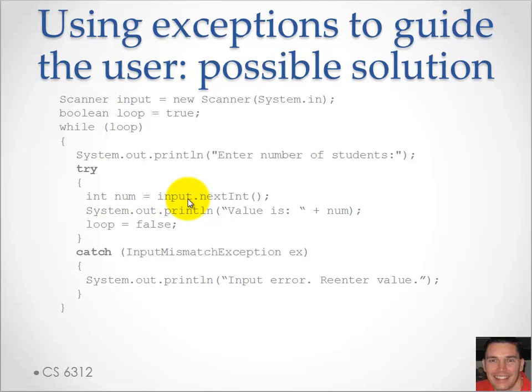Let's say this time they entered a valid integer. If they do, then it comes down here. It prints out what the value is. Now it sets loop to false. Because an exception was not thrown, it comes down, hits the bottom of the while loop, comes up, says while false, and it drops out of the while loop. So that's how we can use exception handling to help guide our user to enter correct data to be able to use the program.